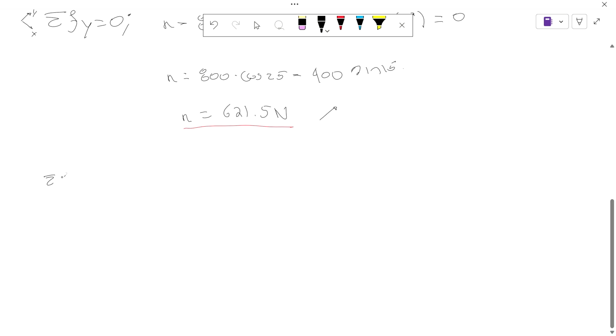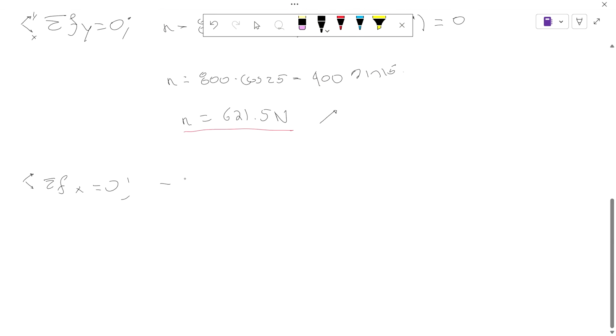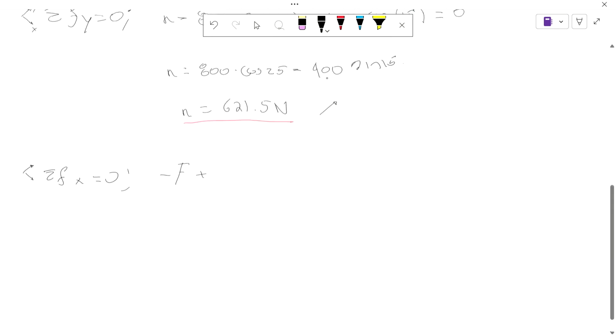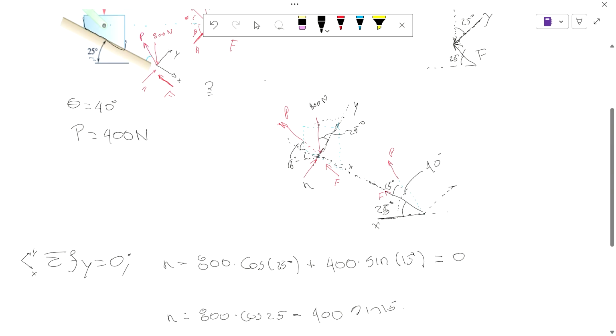So summation of forces in X equals to 0. Remember that our positive X is going to be this configuration right here. So the system of equations will be friction, which we set up negative friction, then positive 800 times sine of 25 degrees, right? Because we have this component like that. All right.